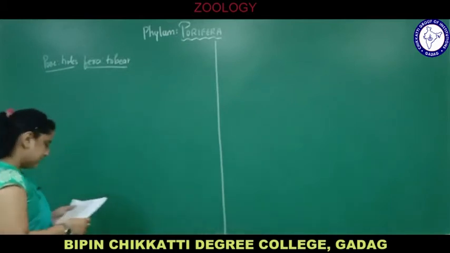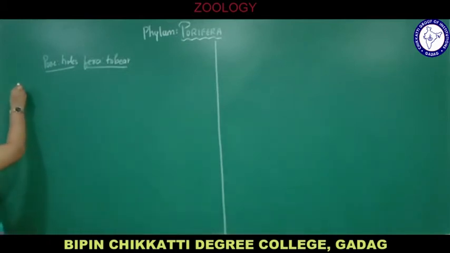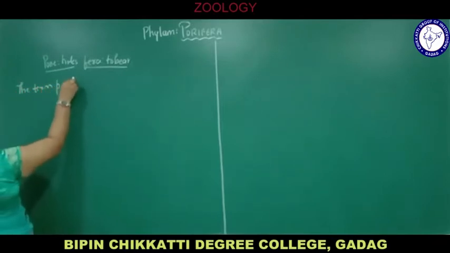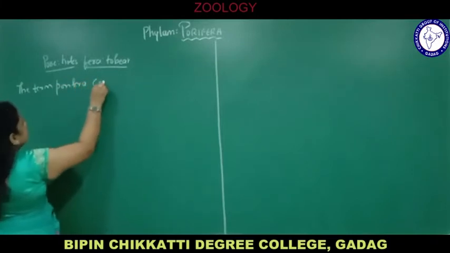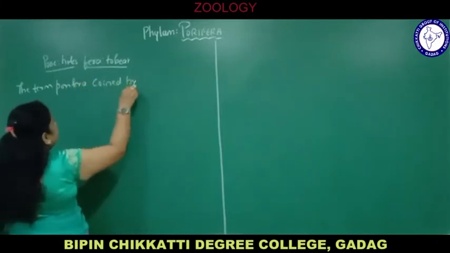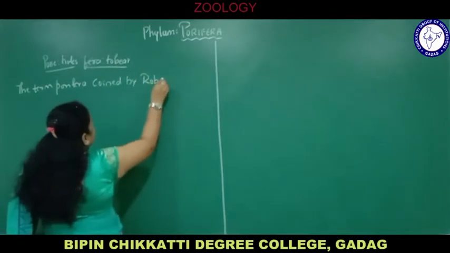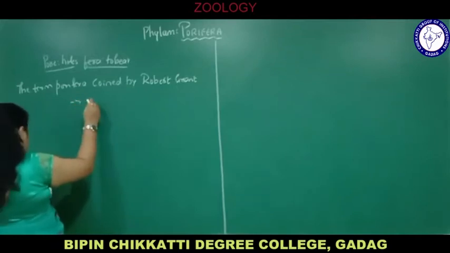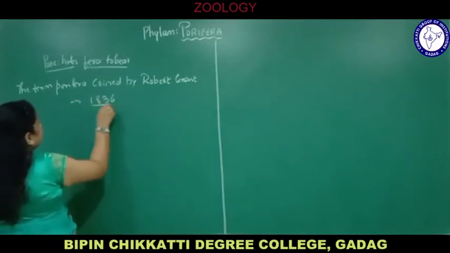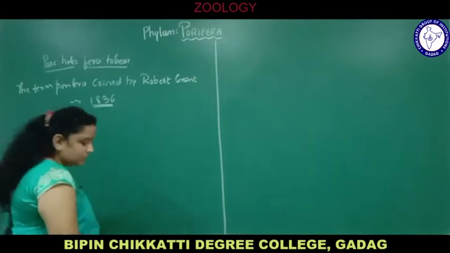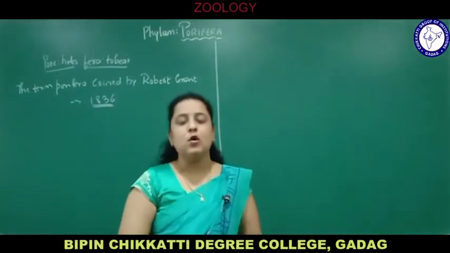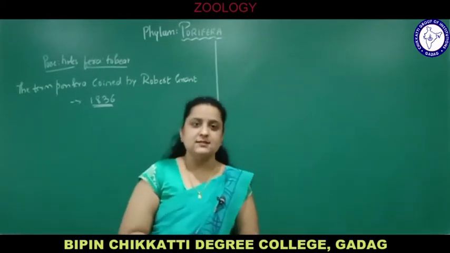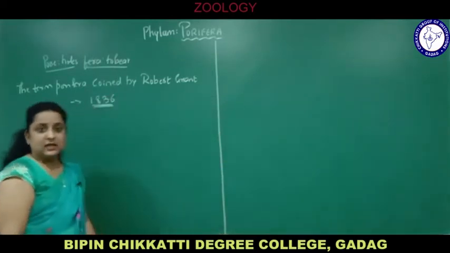The term Porifera was coined by Robert Grant in the year 1836. He coined the term Porifera, pore bearing animals. It means that the body has numerous tiny pores called ostia, through which water enters inside the body. That we discussed while telling about general characters.